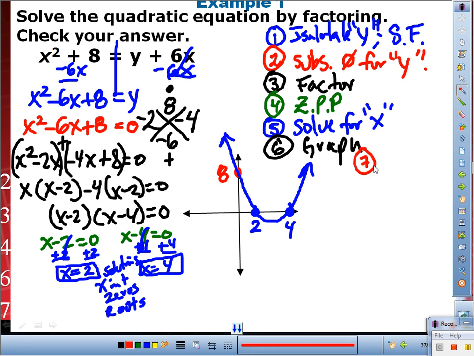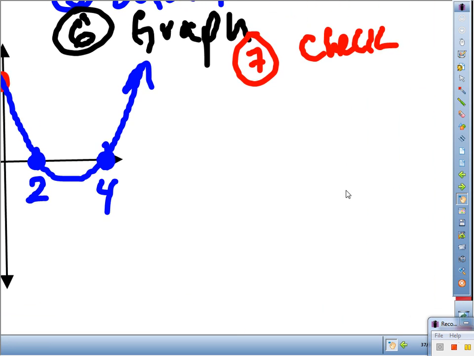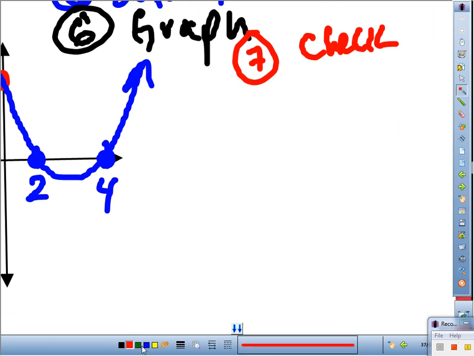Number 7. I'm waiting for you guys to copy that, and then we're going to go to step 7. For 7, it's going to be our check. So I'm going to zoom in, and I'm going to write my equation here.